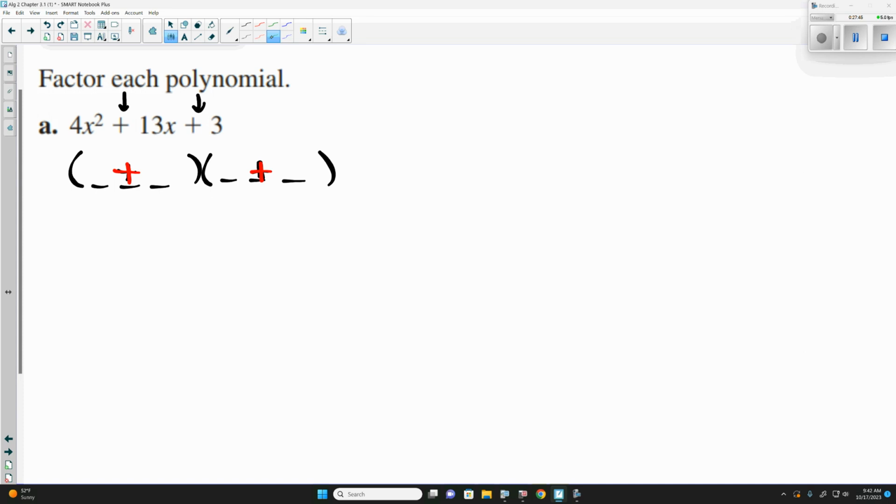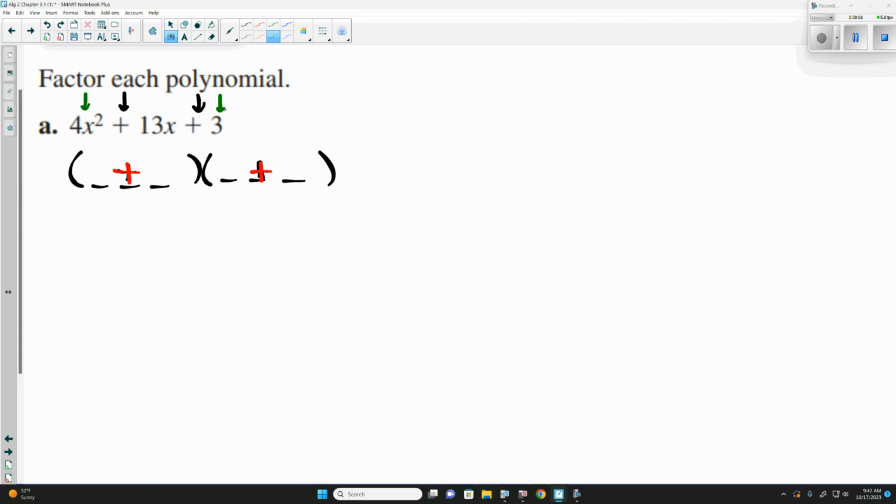Negative and negative, yes. Because no matter what it is, if the third term's positive, the signs are the same and match whatever the sign of the middle term is. Now, that leads us to step number 4. Factors of the first and third term.